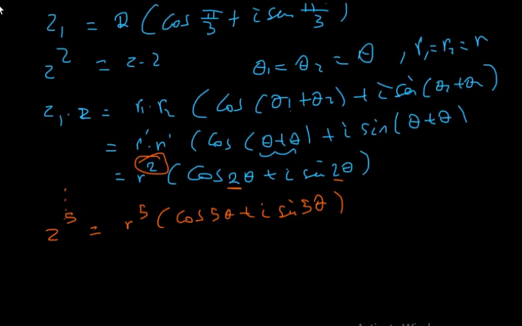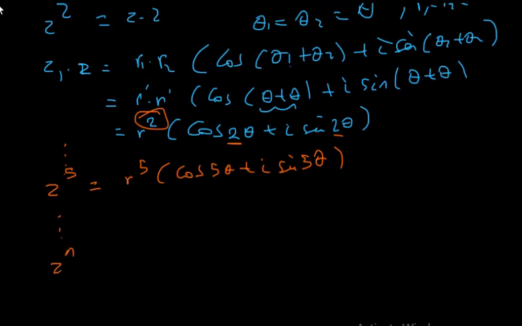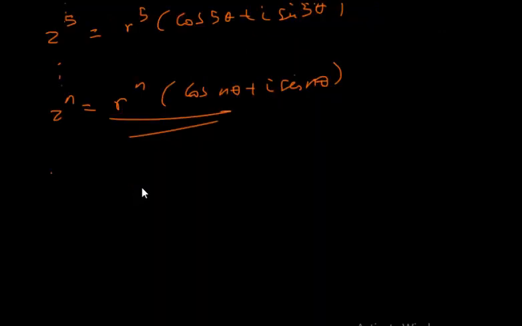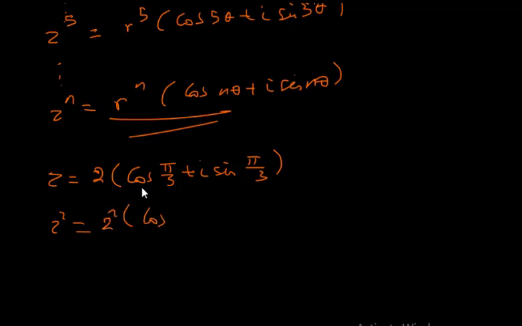So to generalize, z to the power of n is the same as r to the power of n, cosine of n theta plus i sine n theta. Our question was z equals 2 times cosine of pi over 3 plus i sine pi over 3. If we are asked to square it, this is the same as 2 squared, cosine of twice pi over 3, meaning 2 pi over 3, plus i sine 2 pi over 3. This is the power of the exponent.